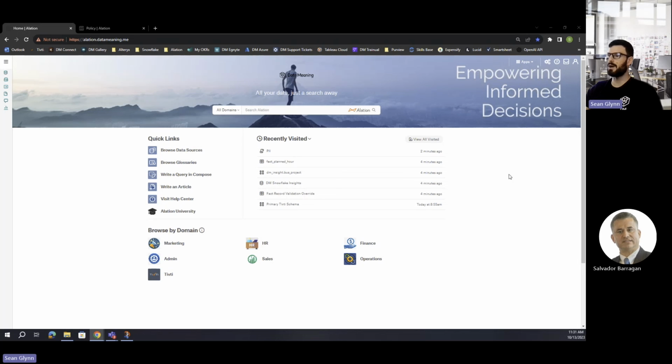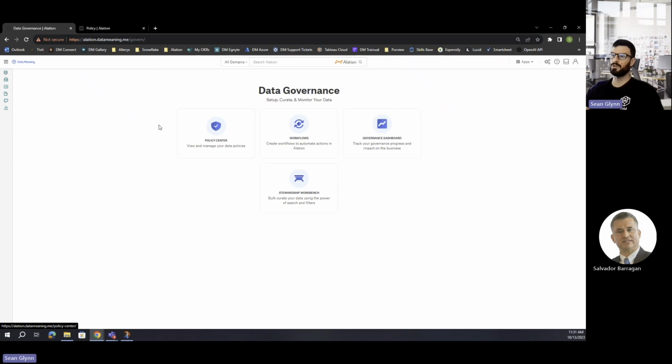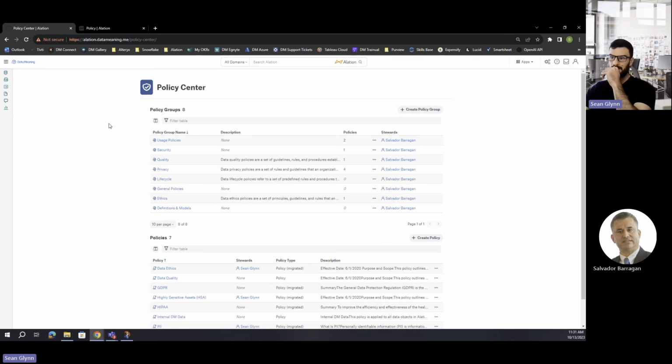The best way to go about navigating to your library of policies is going to be coming up here to the little apps drawer button. If we drop that down, you'll see there's an app here called Govern, and this is where your policy center is going to live among a few other objects, which we'll actually touch on a little bit later on in the webinar. So I'm going to click into policies here.